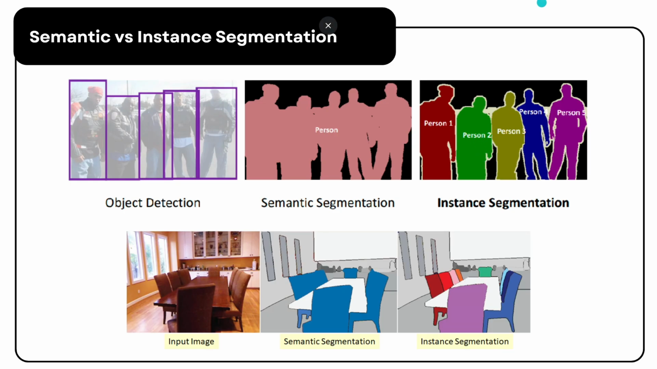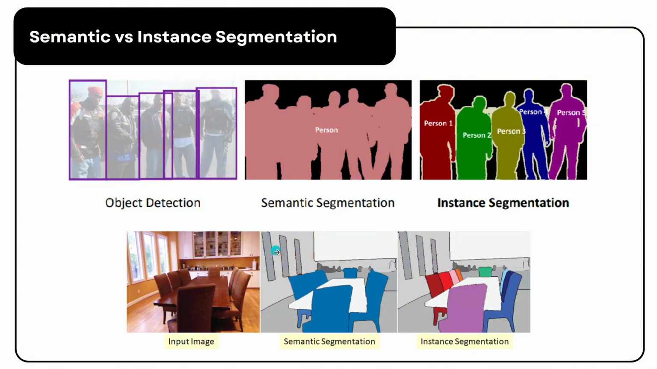So this combines the best of both worlds. It not only classifies every pixel, but also differentiates between instances of the same class. So you can see here that each person has a different color label. So the model understands that these are distinct individuals.